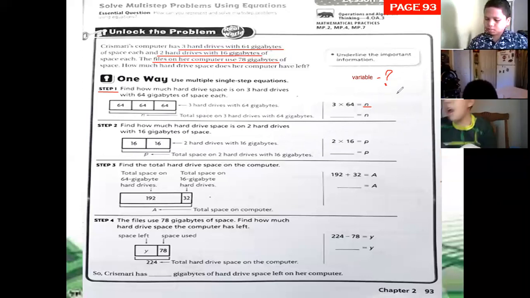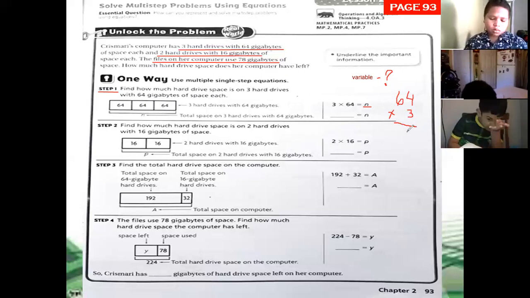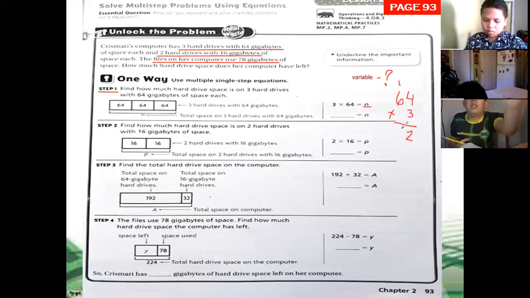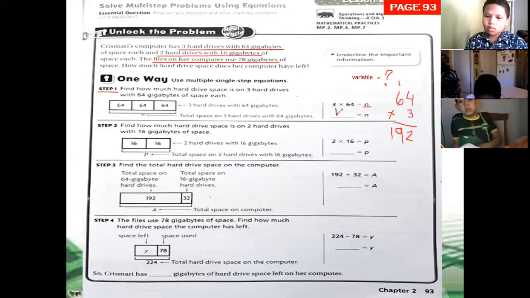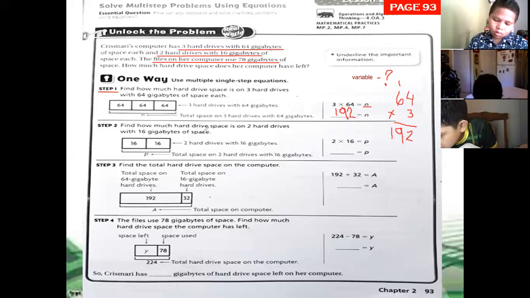So let's multiply 64 times 3. 3 times 4, 12, right? 3 times 6, 18 plus 1, 19. So 192 equals N. The value of this N is 192. Okay, so complete that part in your book.